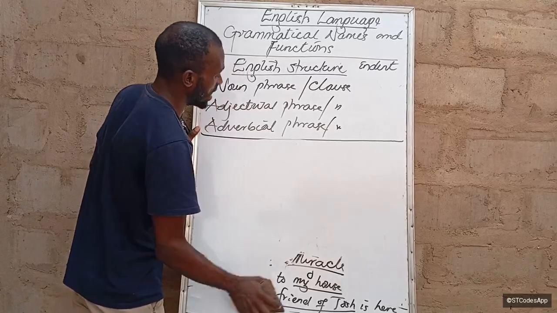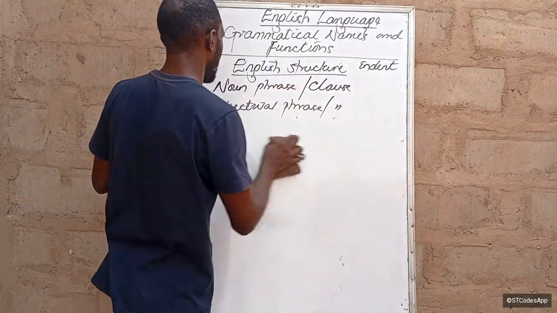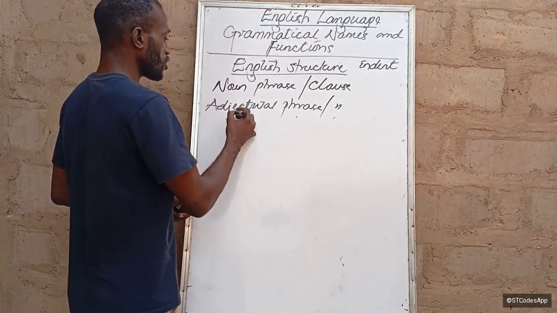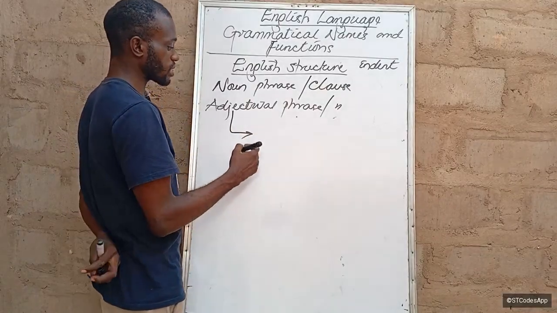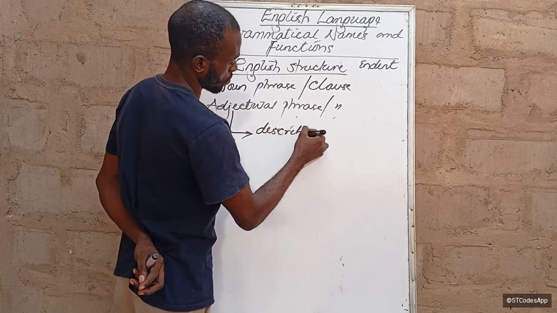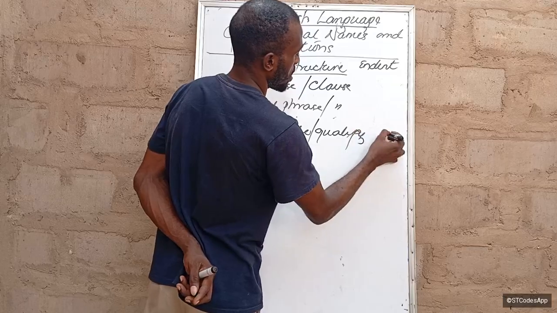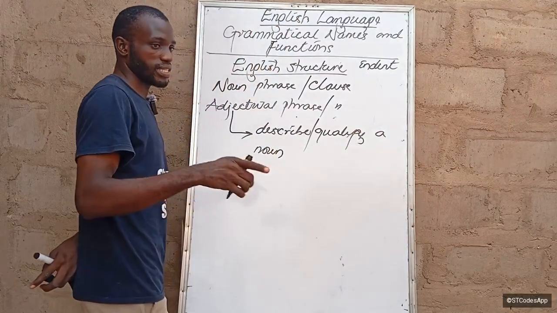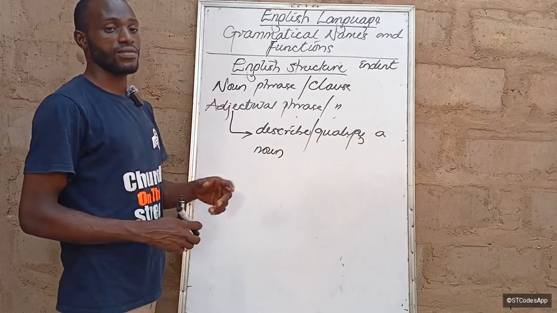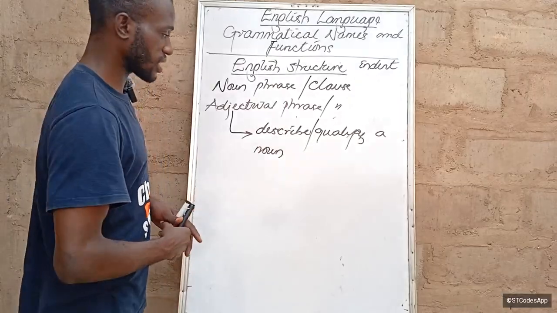Now let us look at adjectival phrase and adjectival clause. Now what is the function? It has only one function. The function of an adjective in a sentence is to describe or qualify a noun, or in some cases a pronoun. The function of an adjective is to describe or qualify a noun. Do you understand?